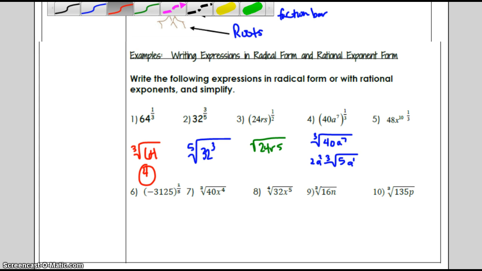So try number 5 if you haven't already and then check. All right, so number 5, 48, we can break down as 8 and 6. The cube root of 8 is 2, and the 6 stays under. Then x to the 10th, take out 3 groups, and that leaves 1 underneath.